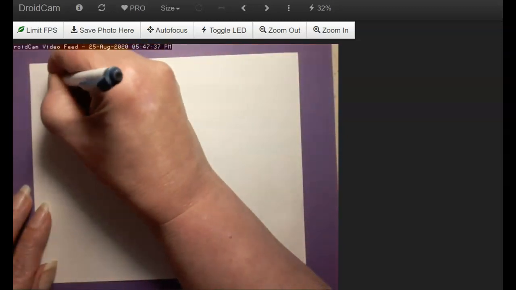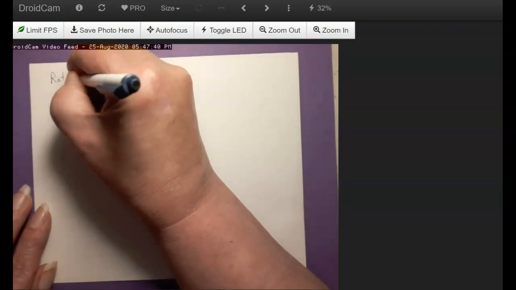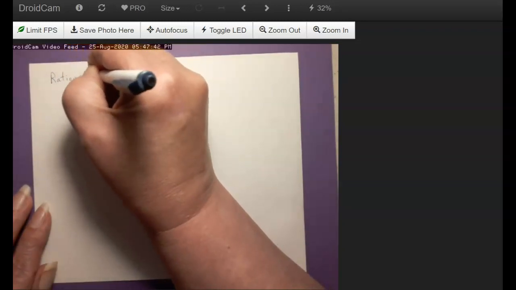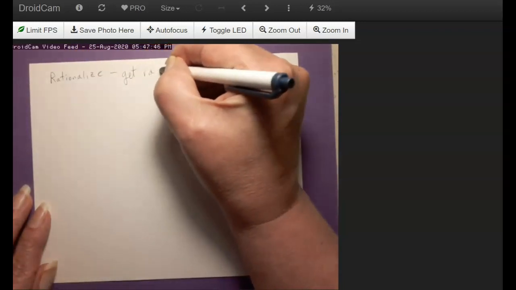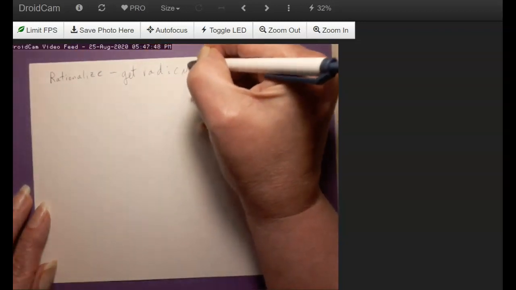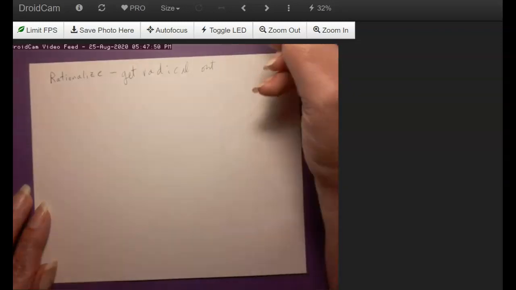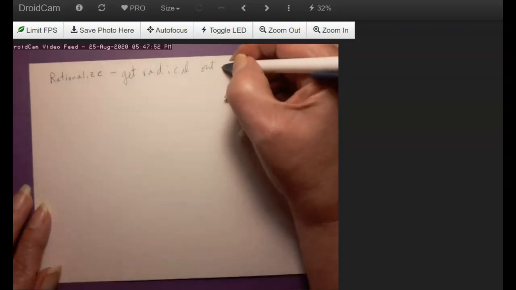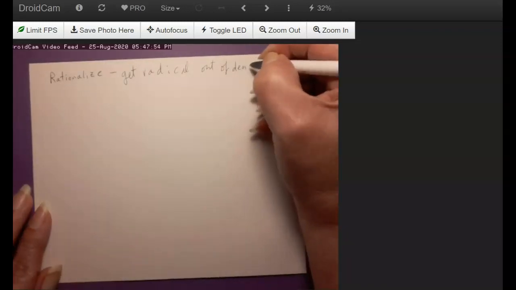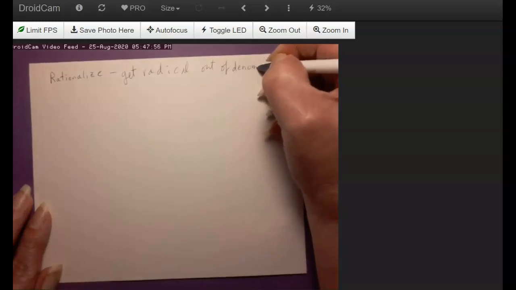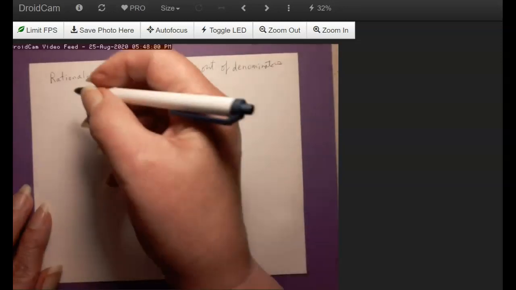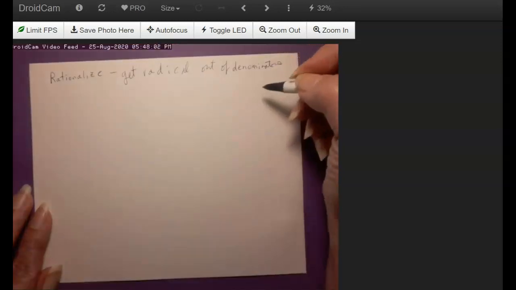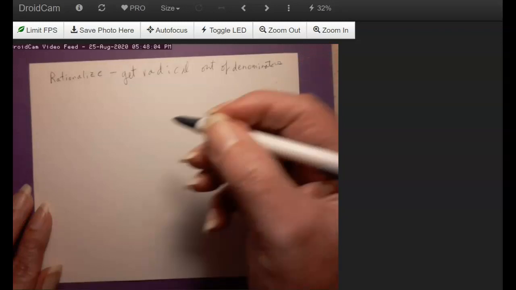So to rationalize, that just means get the radical out of the denominator. So square roots, cube roots, fourth roots. We want to get the radicals out of the denominators. But they can say rationalize the numerators, and I'll show you that too. I won't ask you that on the test, but you will need to do it on this assignment.